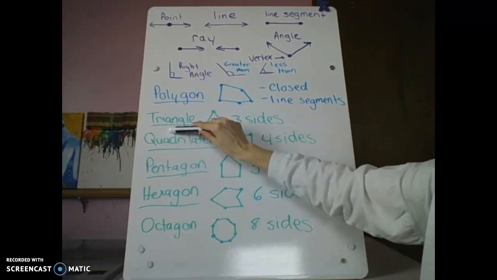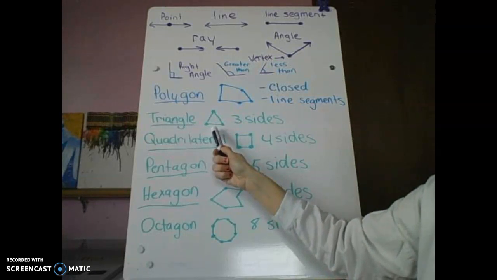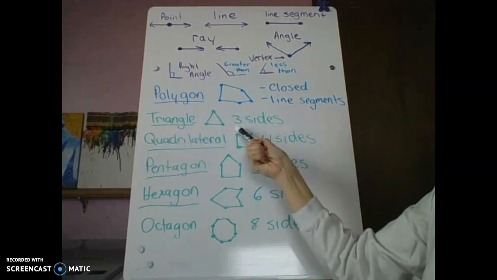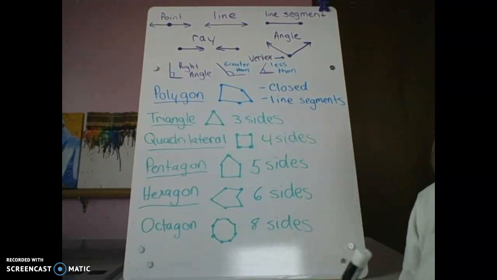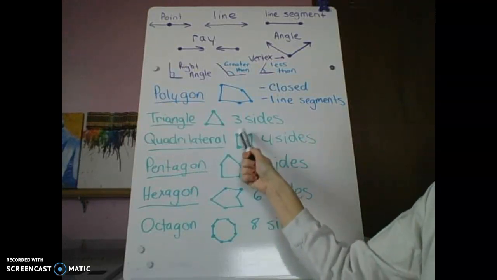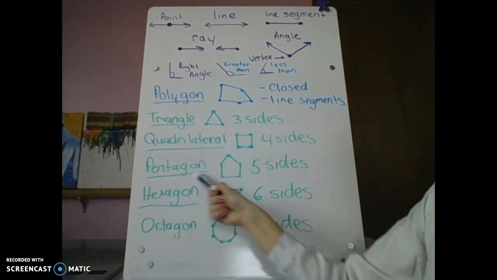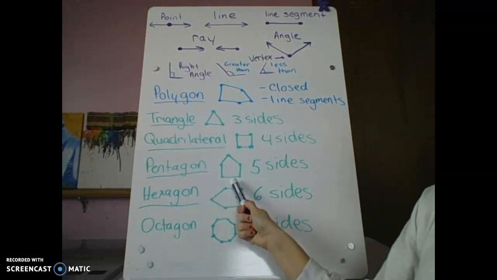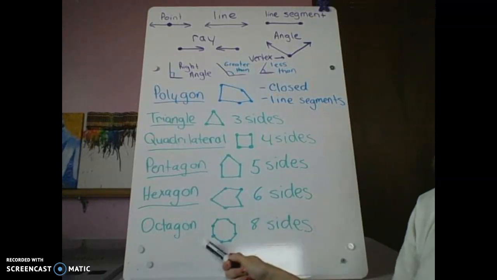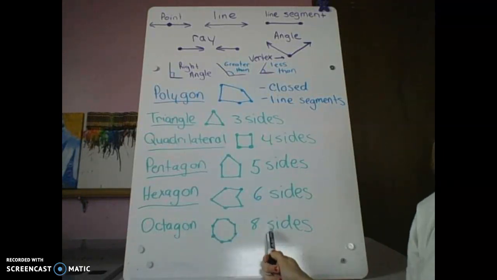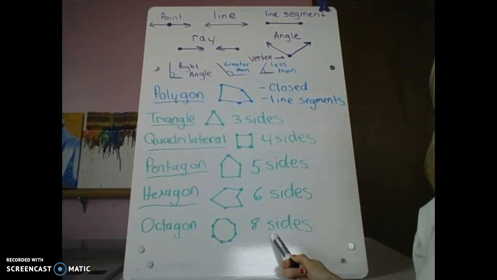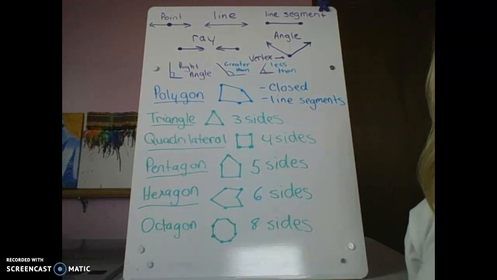We have triangles, which have 3 line segments that come together at 3 points. So it has 3 sides. That's what makes up a triangle. A quadrilateral has 4 sides. A pentagon has 5 sides. A hexagon has 6 sides, and an octagon has 8 sides. So you're going to need to know all of this that we just talked about for our mid-chapter checkpoint.